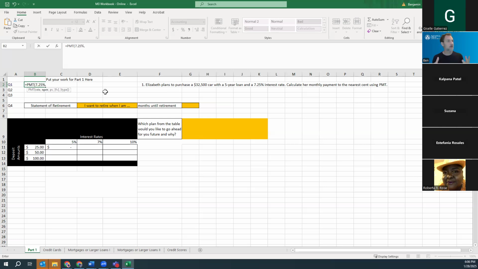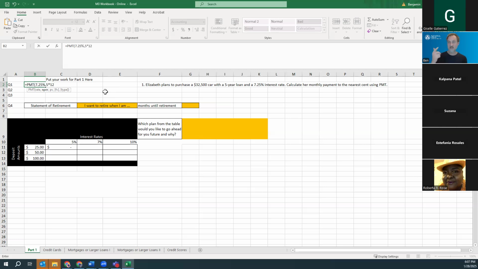So 5 years, how many months is that? 60 months. 60 months, right. And it's okay to write 5 times 12. You don't have to write 60. If you know it's 60 months, that's fine. If you don't know what it is, you can just write the multiplication. Excel will do it for you.